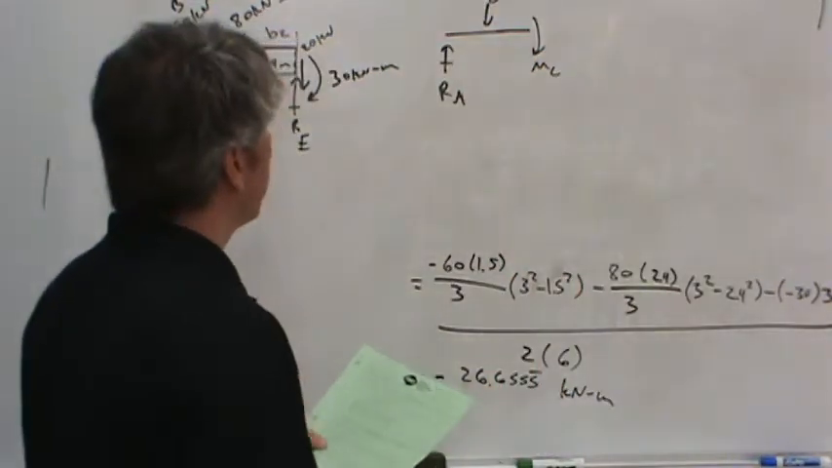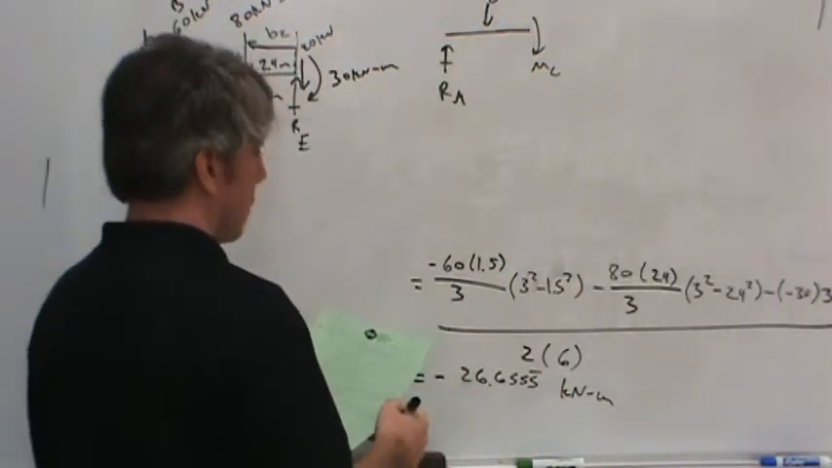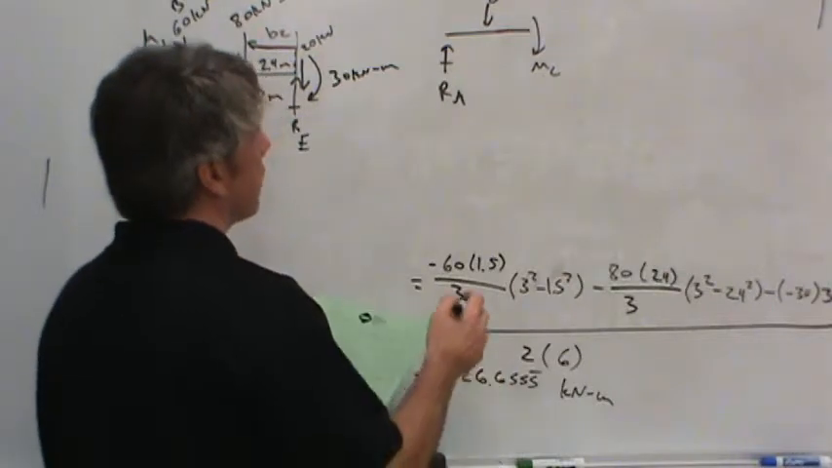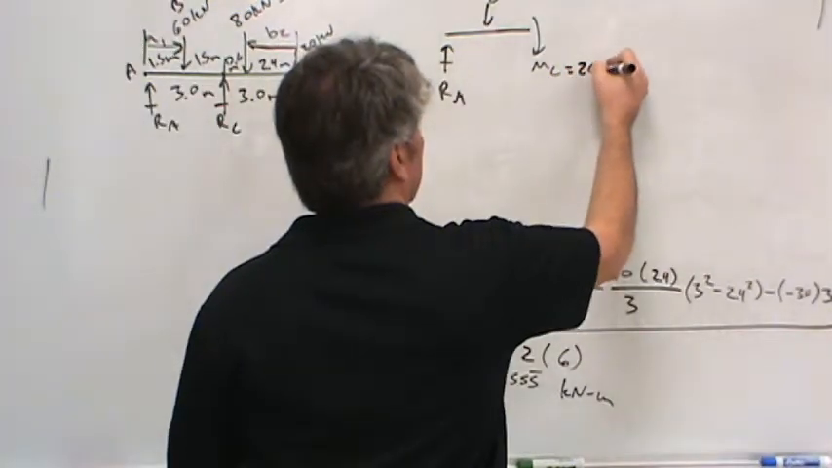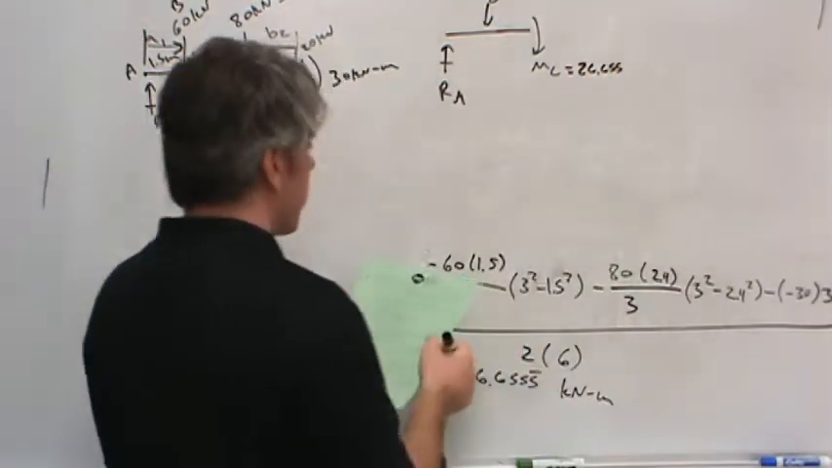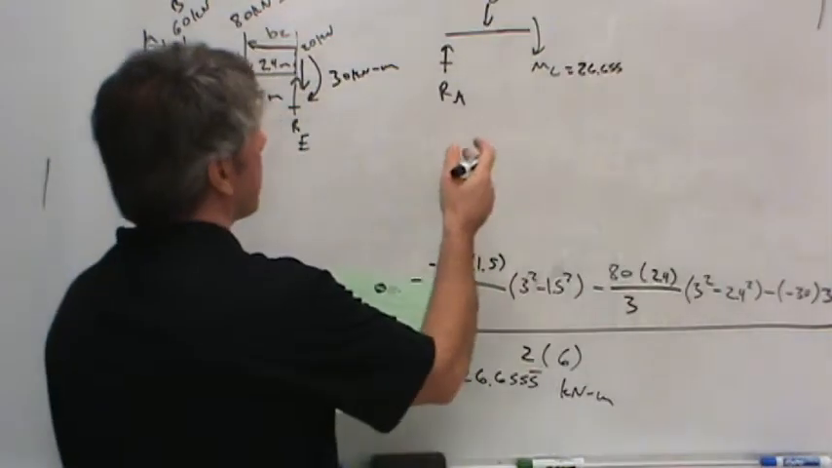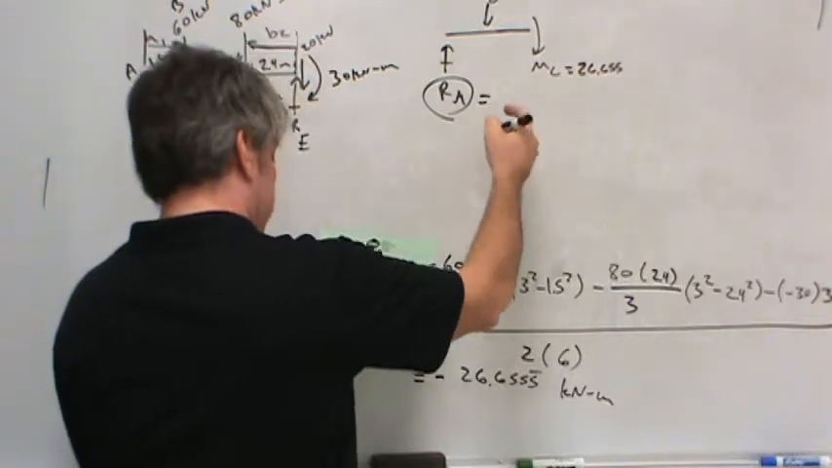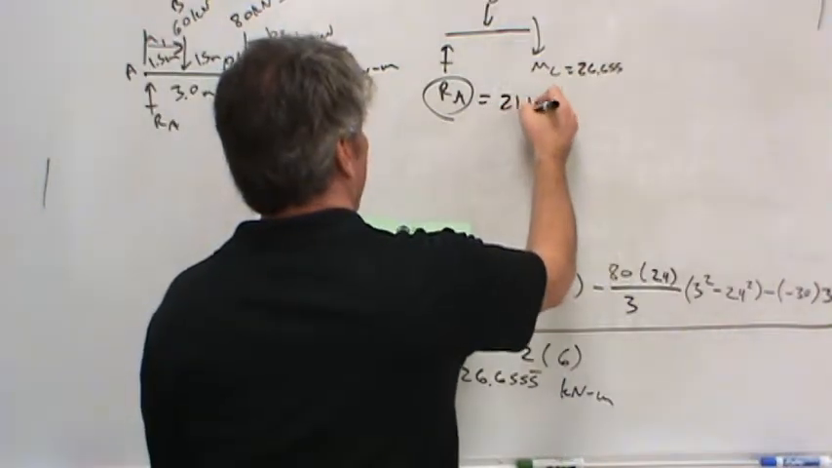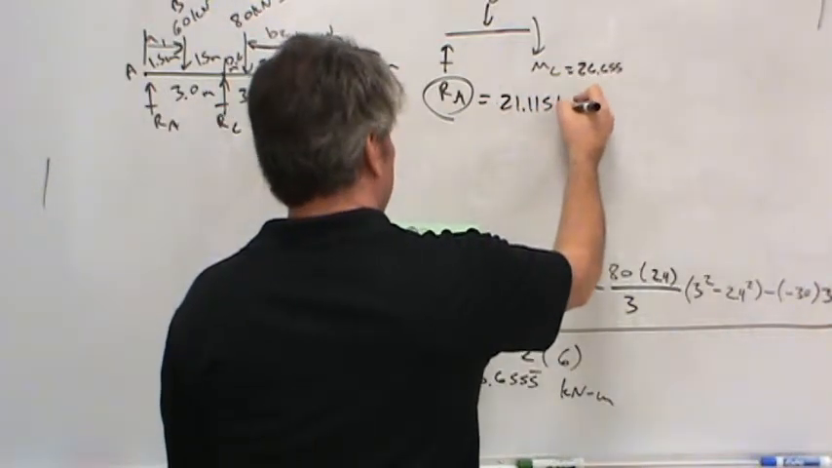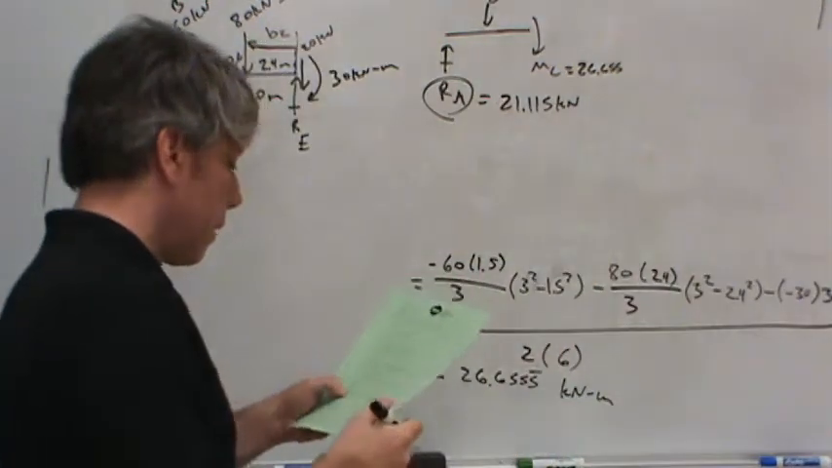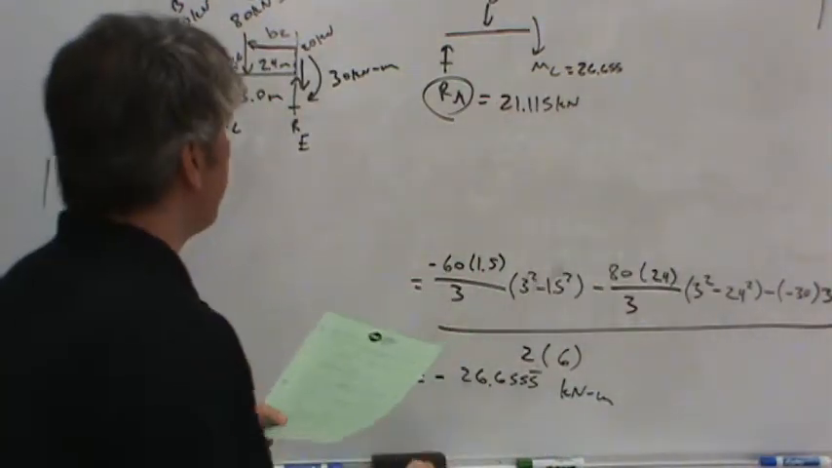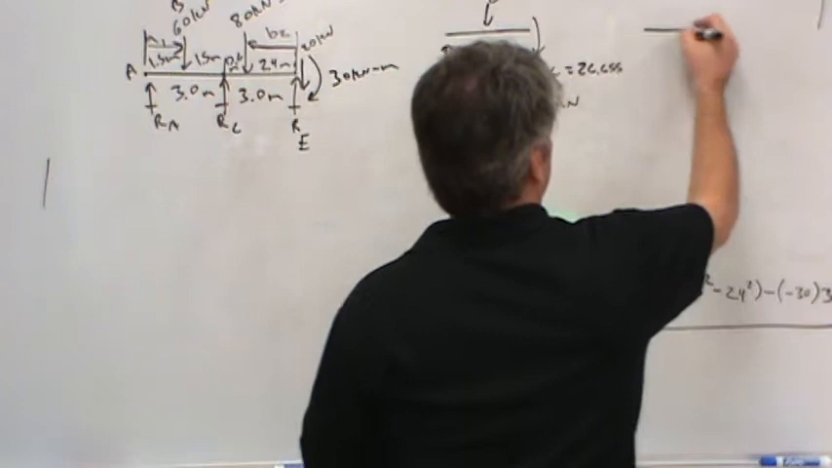Okay, so now I'll simply plug in 26.655 kilonewton meters. If you solve this for the reaction at A, what you find is that the reaction at A is 21.115 kilonewtons. Okay?